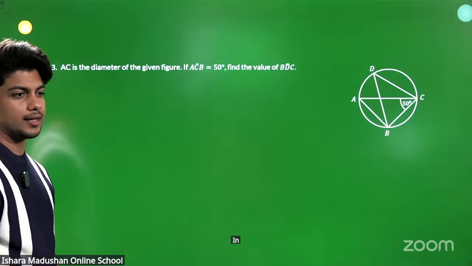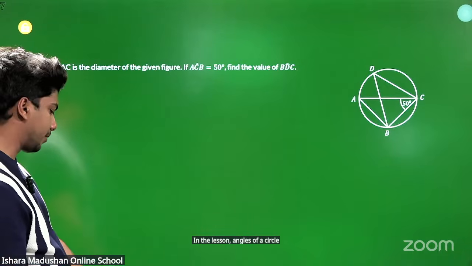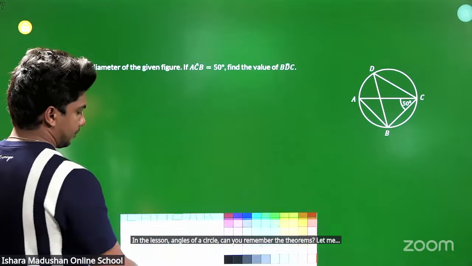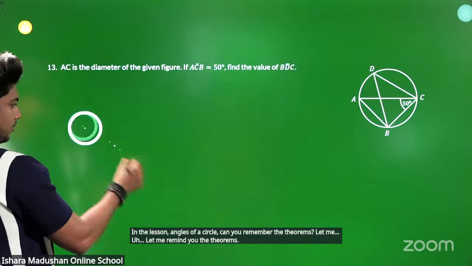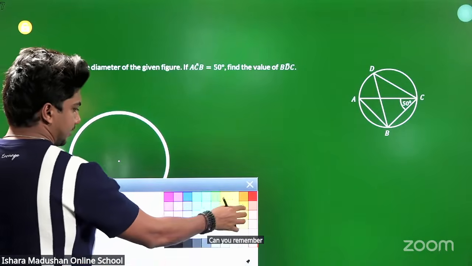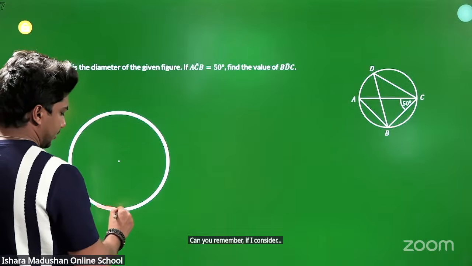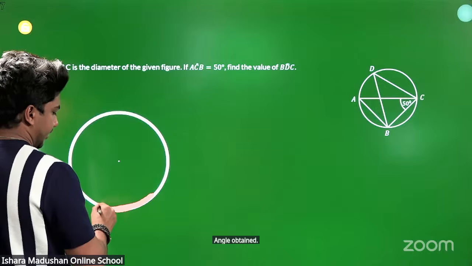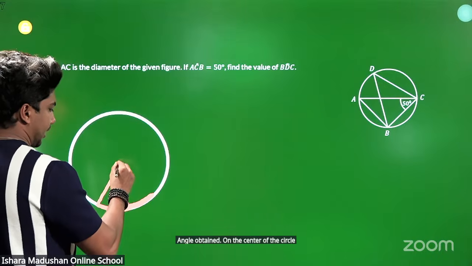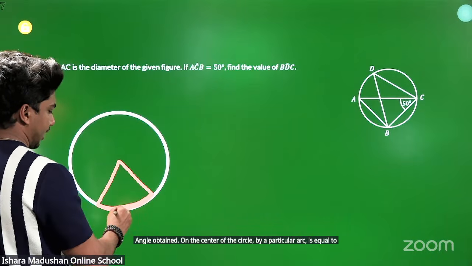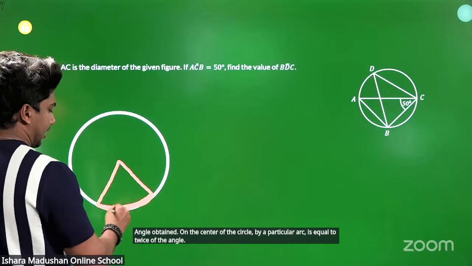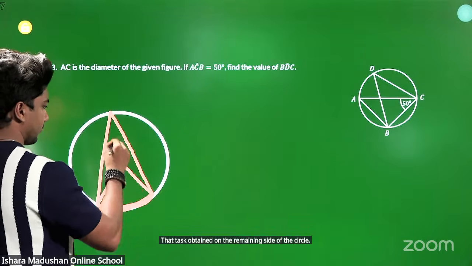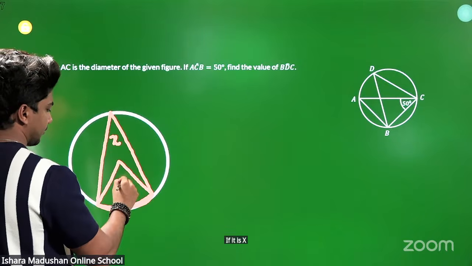In the lesson angles of a circle, can you remember the theorems? Let me remind you the theorems. If I consider an arc length, the angle subtended at the center of the circle by a particular arc is equal to twice the angle that arc subtends on the remaining side of the circle. If it is x, here it is 2x.